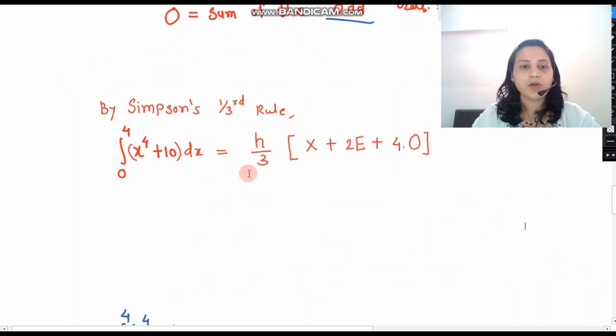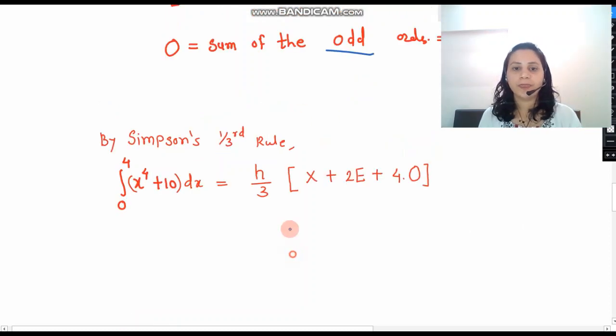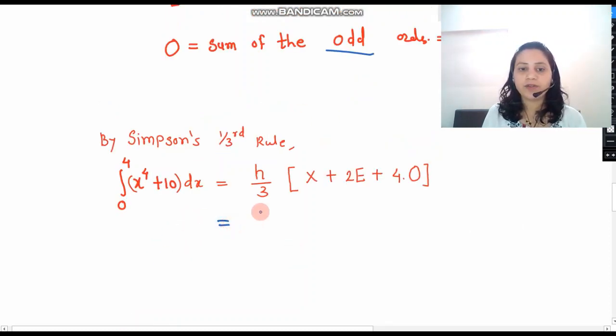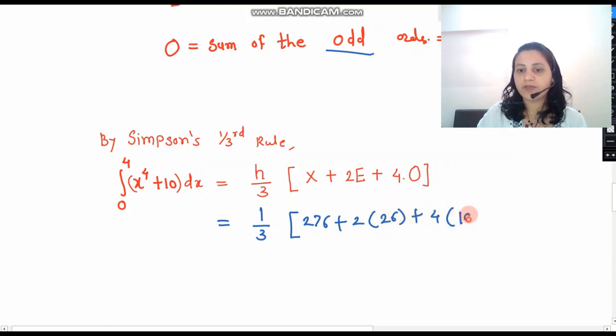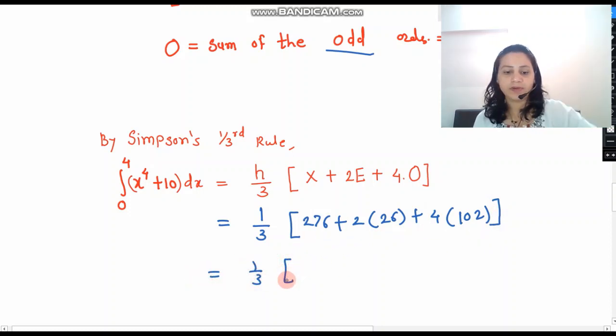Okay, so now we are going to substitute all the values in Simpson's one-third rule formula. So let me substitute all the values. H is equal to 1/3 as it is. What is X? 276, plus 2 as it is into E, the value of E is 26, right? Plus 4 as it is, the value of O is 102. Now 1 upon 3 as it is, just add up.